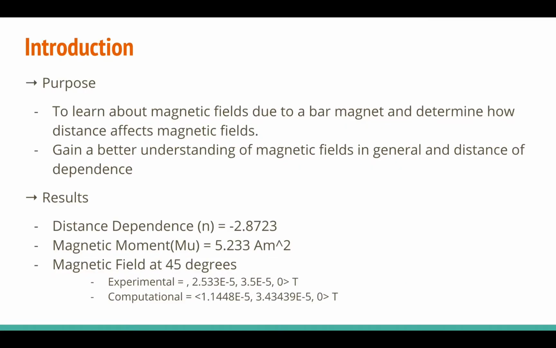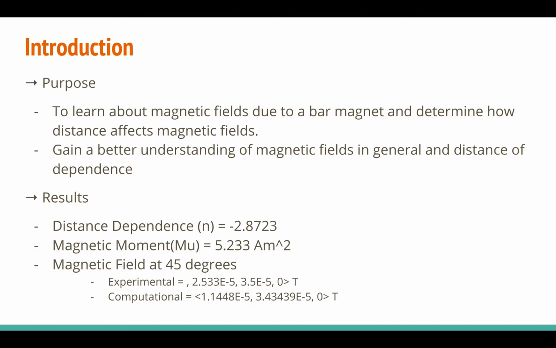The purpose of this experiment was to investigate the magnetic field of permanent dipole magnets and gain a better understanding of distance dependence in magnetic fields. Using the Biot-Savart law, I calculated the magnetic field of the bar magnet at different observation locations and found that the distance dependence n was negative 2.8723.